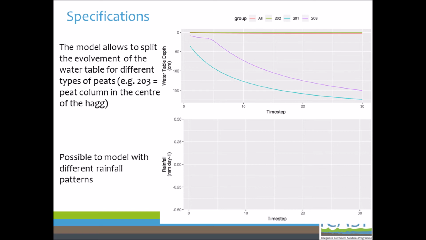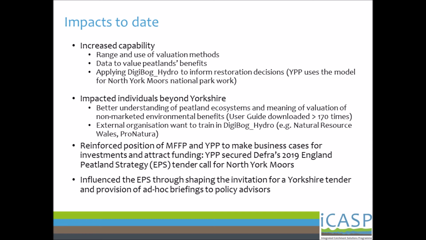This project has provided a range of impacts to date. The first one is increased capability of the restoration practitioners, but also the academics that were involved in this project. Practitioners have gained a better understanding of the range of valuation methods that exist and how those can be used. They have also gained a better understanding of the type of data that can be used to value peatland benefits, which is really useful to feed into the existing evidence. Peatland restoration practitioners have become experts in applying DigiBog hydro, which will help to inform restoration decisions.